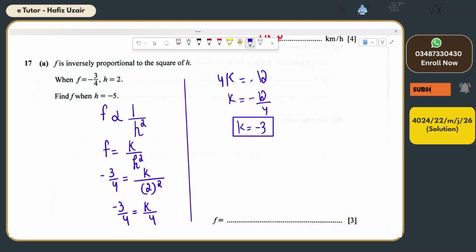Let's put this k value over here. So the expression that is connecting f and h is minus 3 over h square. Let's put the value over here now, minus 3 over minus 5 square. So this will be minus 3 over 25. So f will be equal to minus 3 over 25, and that is your answer.